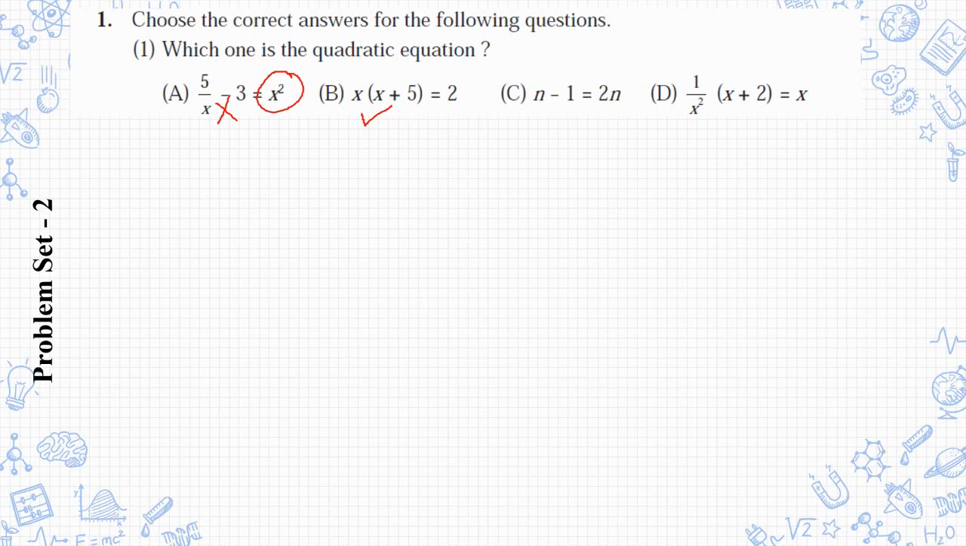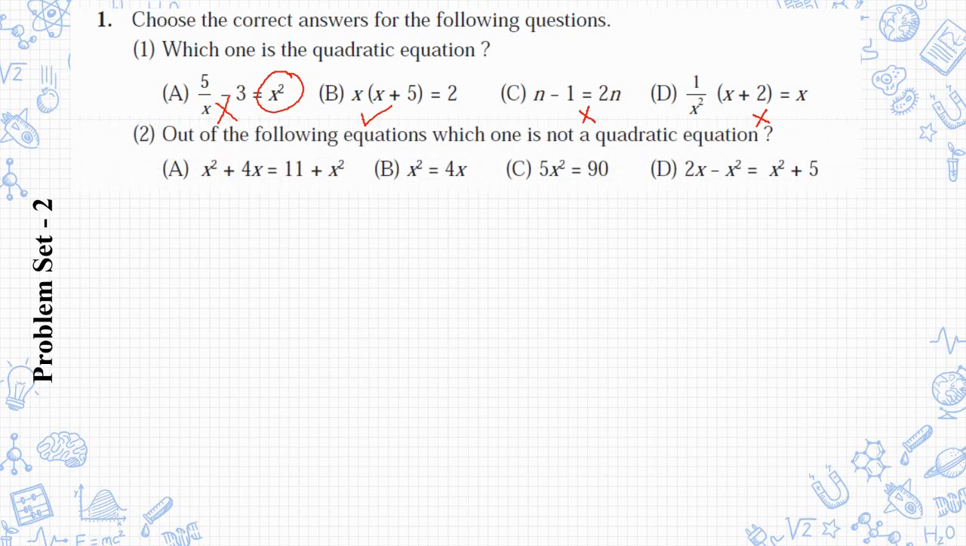This is not a quadratic equation because the square term is absent. And this is also not a quadratic equation because the maximum power is negative 2. So this is in the denominator. If you take it in the numerator, it will become negative 2. So in this case, the quadratic equation correct option is B.